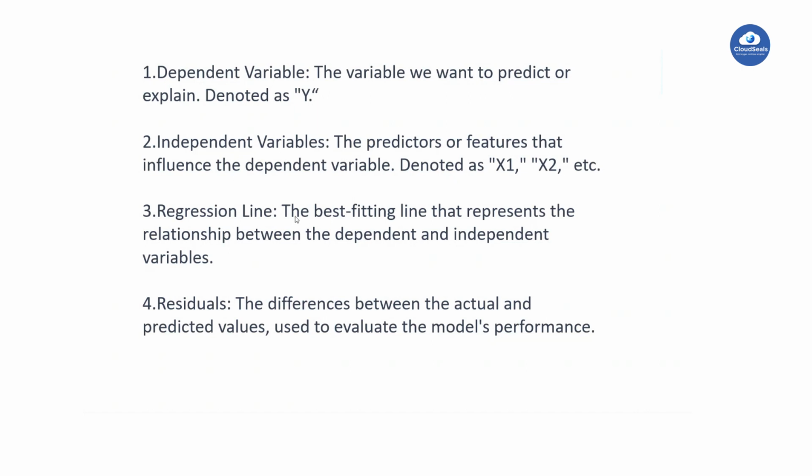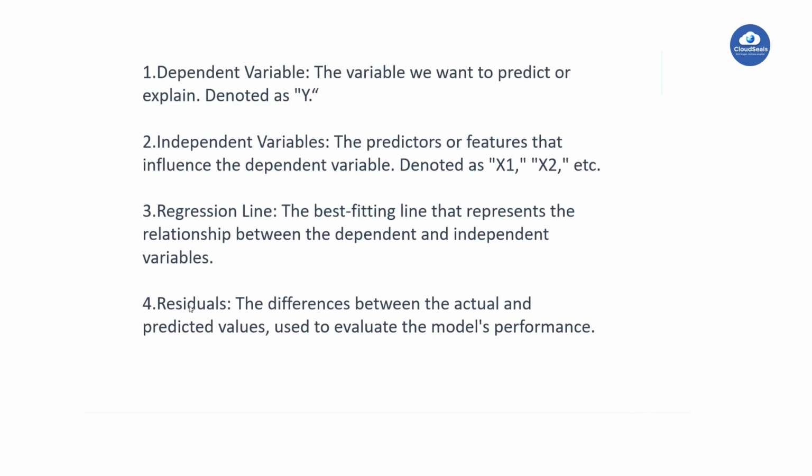So finding that relationship between the dependent variable and the independent variables is the main thing when we build a linear regression model. That is the best fitting line. That's what we call the regression line in this type of model. We'll cover the remaining things in the next slides.